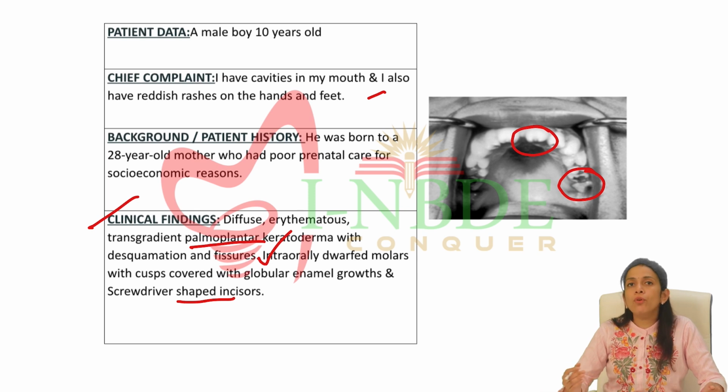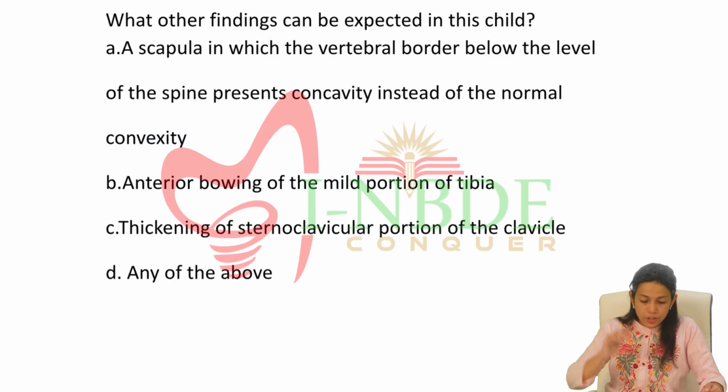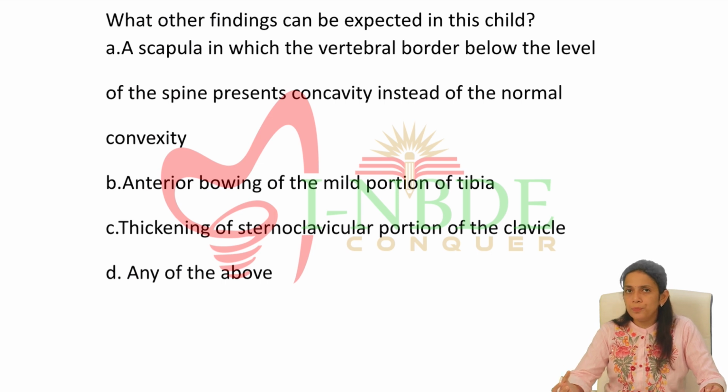But yes, before going for the other thing, we definitely have to read all the options and exactly what the question is asking. So what is the question now? What are the other findings that can be expected in this child? So here they are not asking us to diagnose. They are asking what other findings can be seen in this disease or in this condition. So obviously we have arrived at a diagnosis, because there are Hutchinson's teeth there.